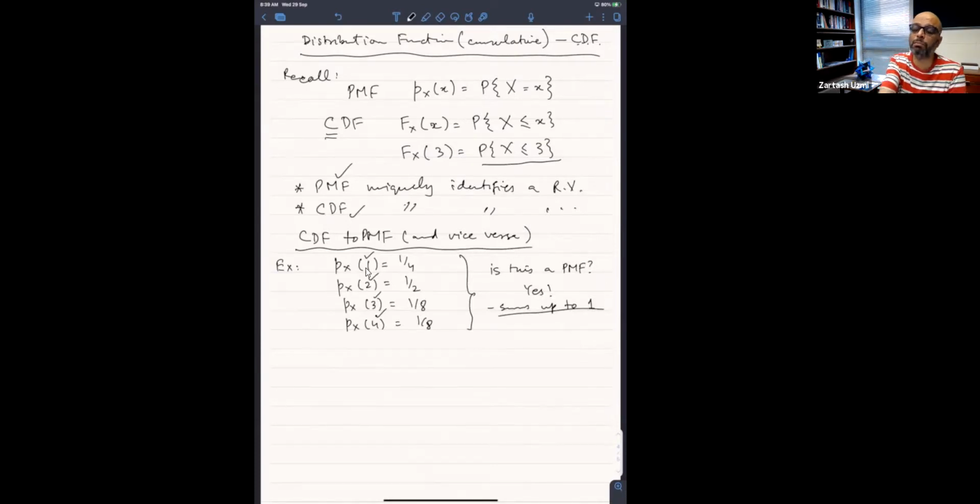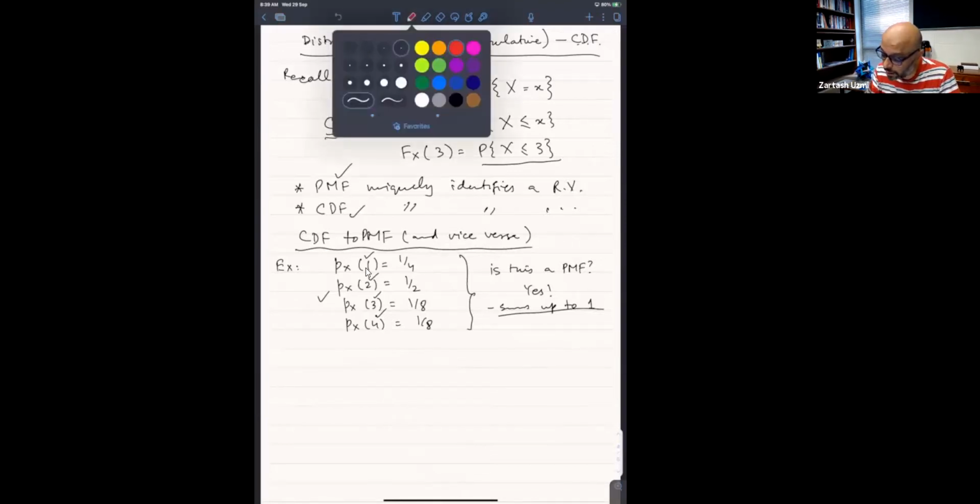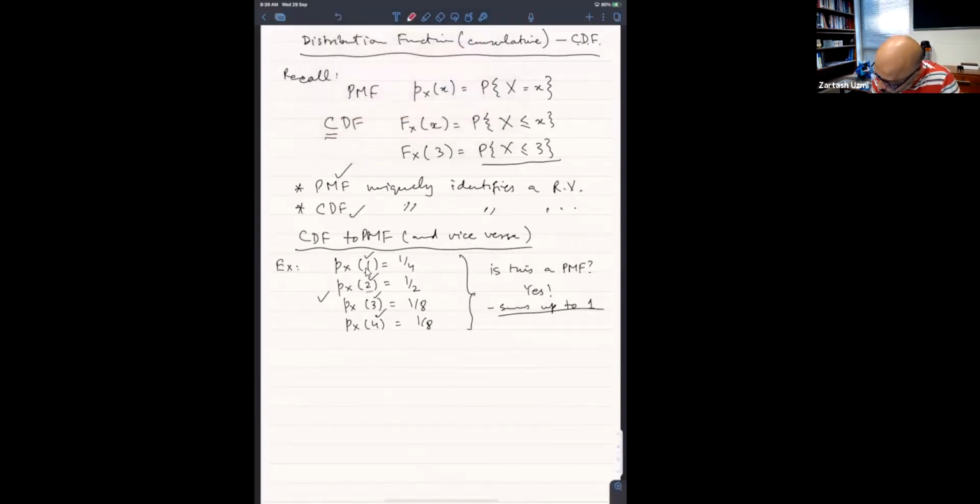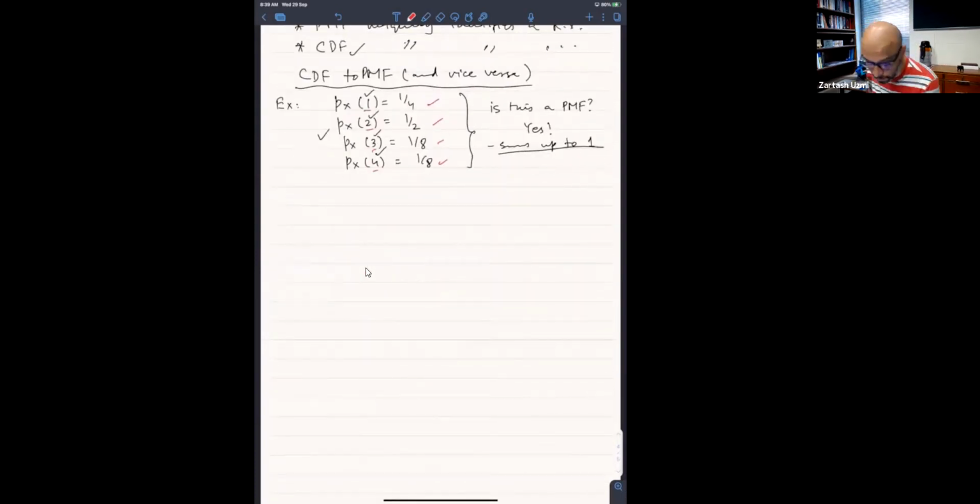It is not that if I give you 4 numbers and they add up to 1, it becomes a PMF. A PMF is formed when you have a random variable here, and it tells you all the possible values that the random variable can take, all four values, and the corresponding probabilities, and those corresponding probabilities sum up to 1. This is a PMF.